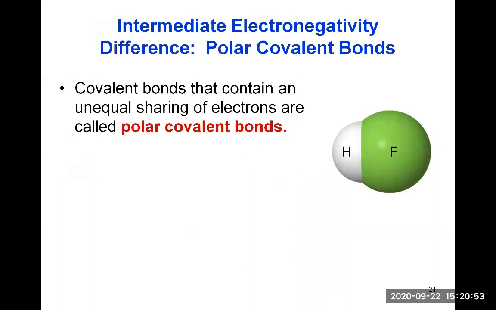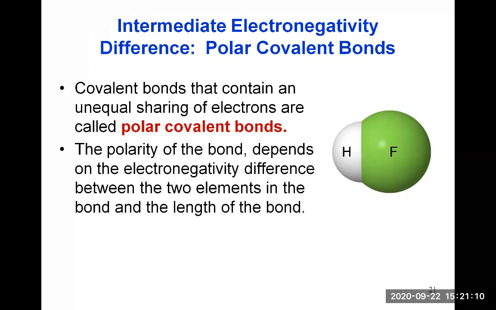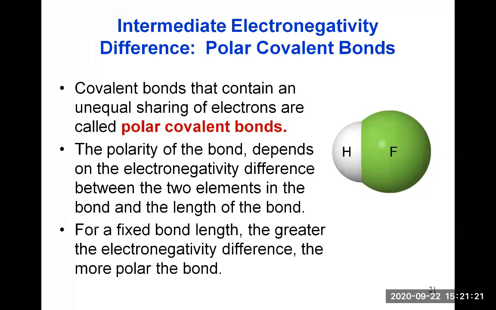If you have an intermediate electronegativity difference, then you will obtain what we call polar covalent bonds. Covalent bonds that contain an unequal sharing of electrons are called polar covalent bonds. The polarity of the bond depends on the electronegativity difference between the two elements in the bond, and also depends on the length of the bond. So for a fixed bond length, the greater the electronegativity difference, the more polar the bond. And here the example is HF, hydrofluoric acid.